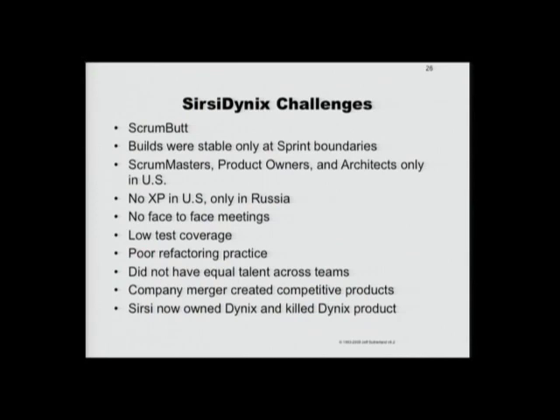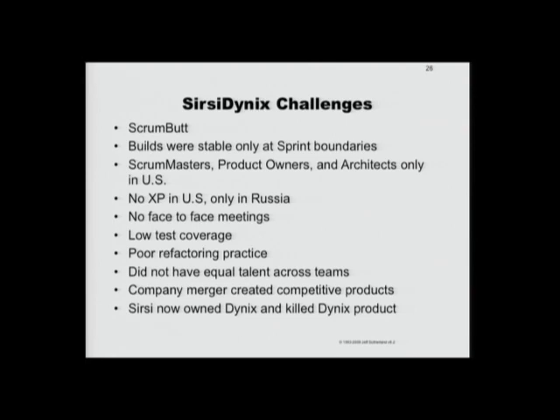Well, as I said, there were some problems with Cersei Dynamics. They did do global distributed builds every hour. The global code base was rebuilt every hour, but the builds weren't stable except at sprint boundaries. But even at sprint boundaries, it wasn't potentially shippable code.